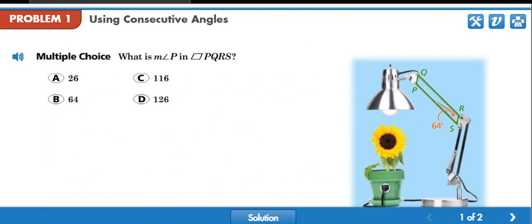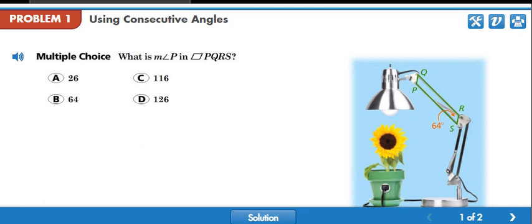Alright, so our first problem says, what is the measure of angle P? And we have this symbol right here. This symbol stands for parallelogram. It looks like a parallelogram, and in math we like to use symbols sometimes, like we do a triangle symbol. We have this for the measure of angle P. So we have P, Q, R, and S, and this is a parallelogram. So we are trying to find the angle of P.